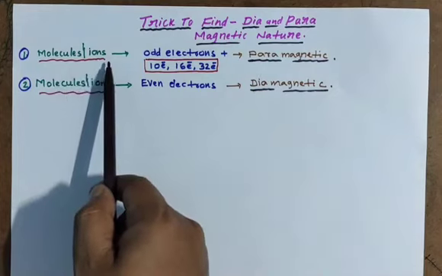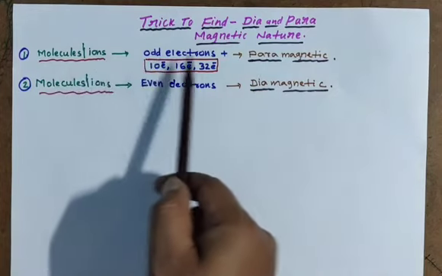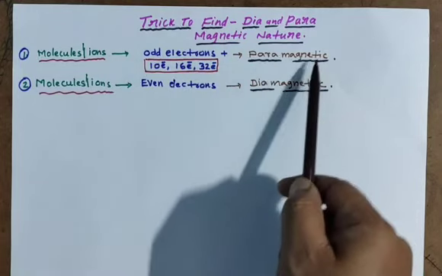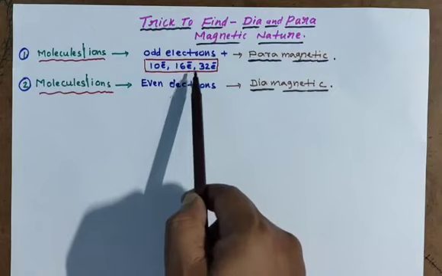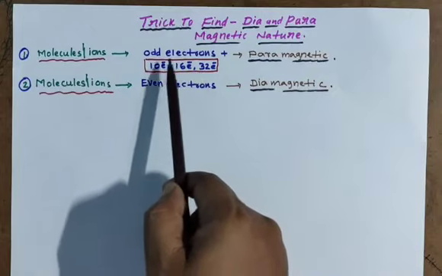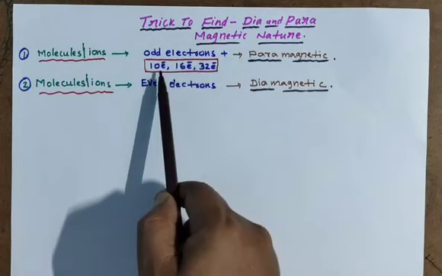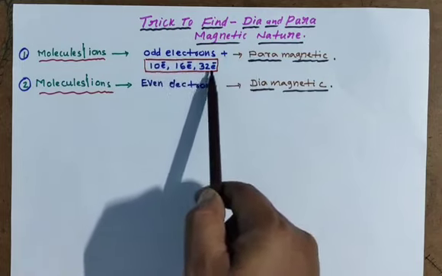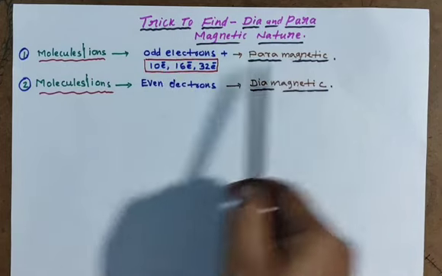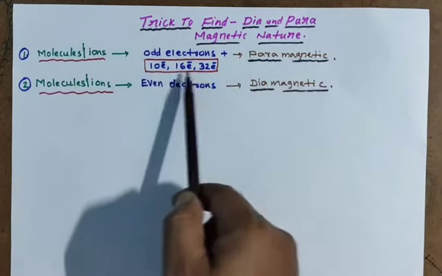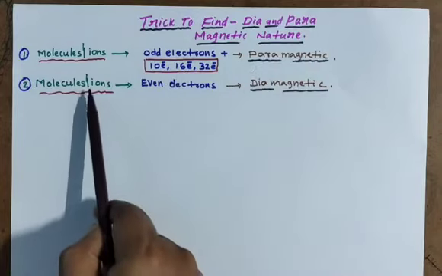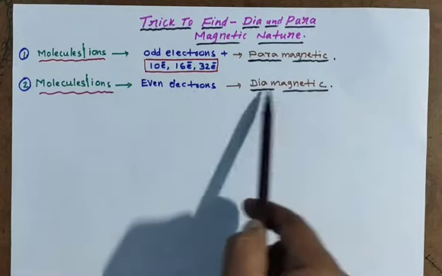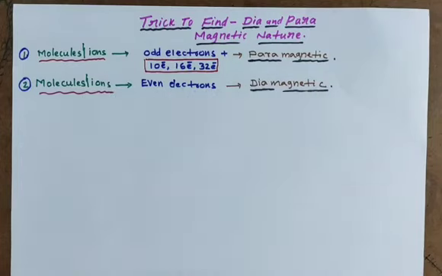Molecules or ions which have an odd number of electrons are paramagnetic in nature, with a small exceptional case. An odd number, along with 10 electrons, 16 electrons, and 32 electrons, are also paramagnetic. These are not odd numbers but exceptional cases. Molecules or ions which have an even number of electrons are diamagnetic. So it is very clear.